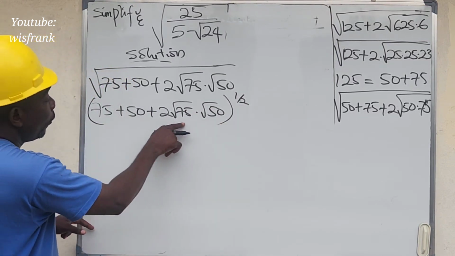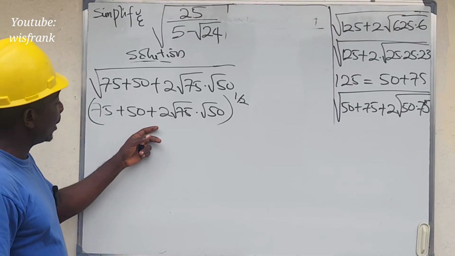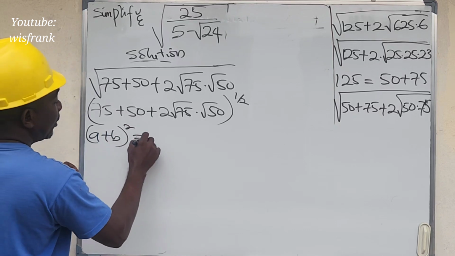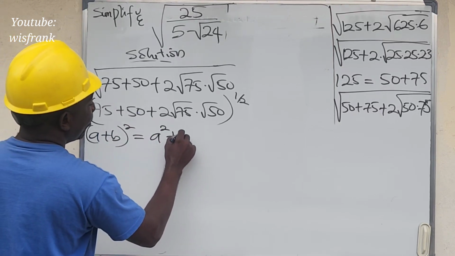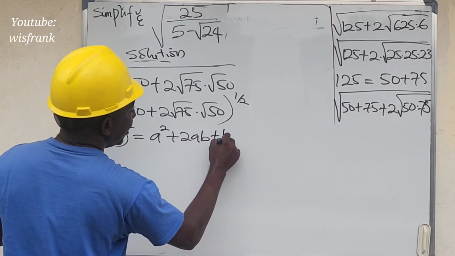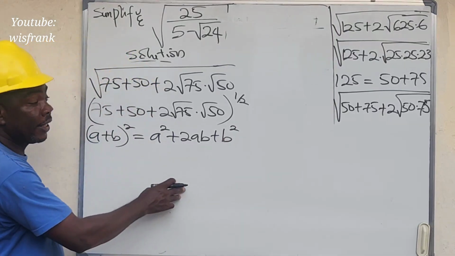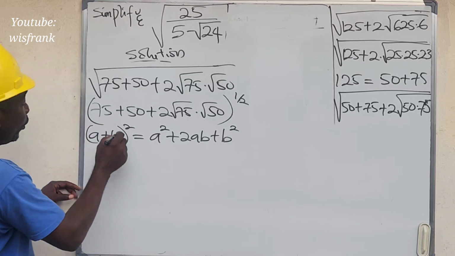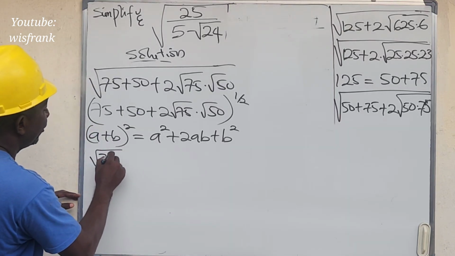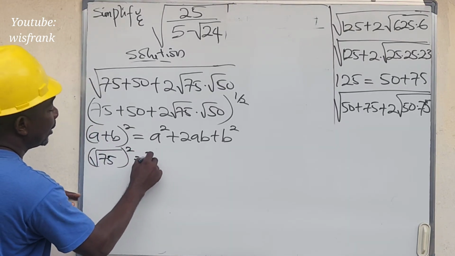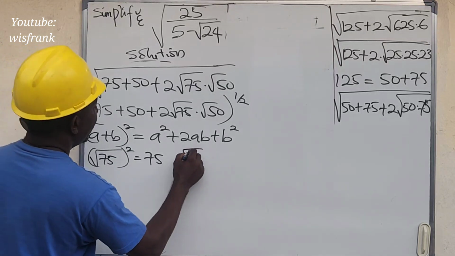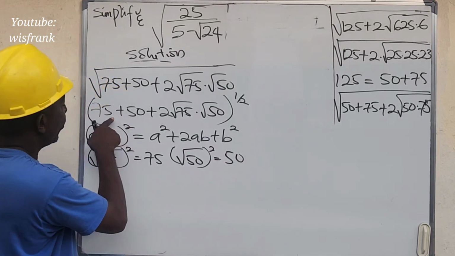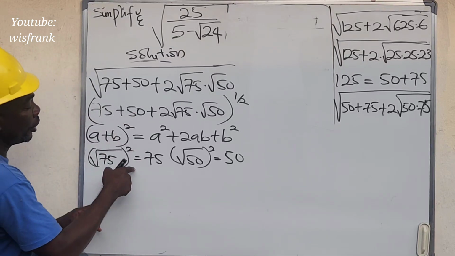So from here, you look inside the parentheses, you can see that when we have a plus b all to the power of 2, it is the same thing as a to the power of 2 plus 2ab plus b to the power of 2. So you see the inside of the parentheses is in this form. For us to have this, you know that square root of 75 to the power of 2 is the same thing as 75, and also square root of 50 to the power of 2 is equal to 50. So here we have 75 and we have 50. So this is what we have.